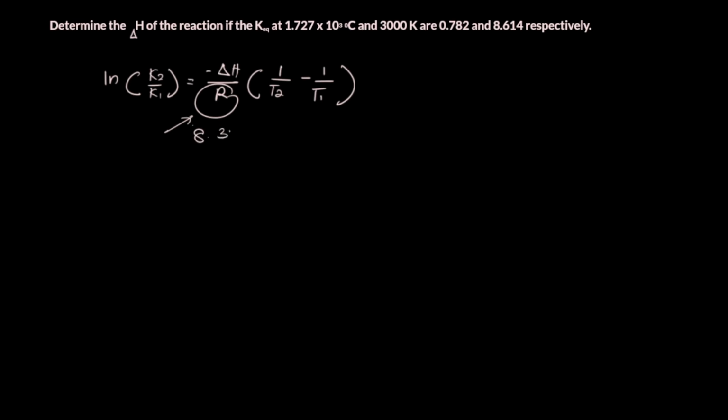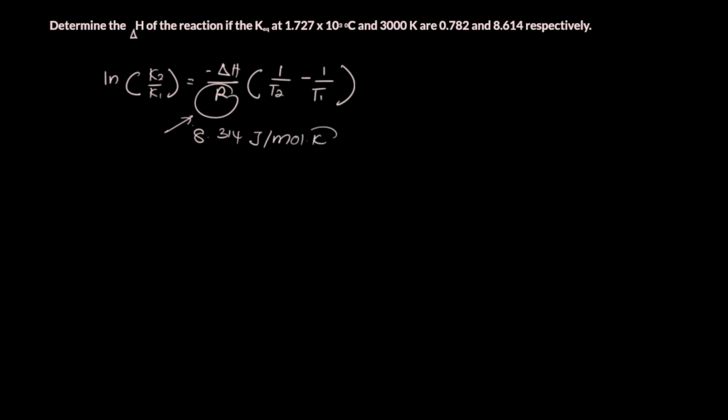So our formula is ln K2 divided by K1 is equivalent to negative delta H divided by R, times 1 over the final temperature minus 1 over the initial temperature. Another thing that you need to look at is the value of R that you're going to use. In this case, the value of R is 8.314, and the unit should be joule per mole per Kelvin.